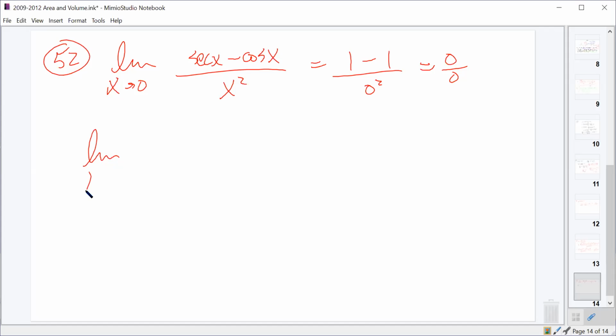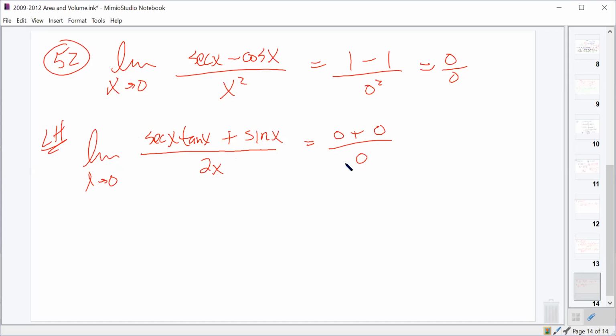So that gives us a limit as x approaches 0 of the derivative of secant, which is secant x tangent x. And the derivative of negative cosine should be positive sine. And then the derivative of x squared should be 2x. So this was using L'Hopital's rule. Secant of 0 is 1. Tangent of 0 is 0. So that's 0. Plus the sine of 0, which is still 0, over 2 times 0, which is also 0. So I got another indeterminate. So we'll use L'Hopital's rule again, giving us a limit as x approaches 0.